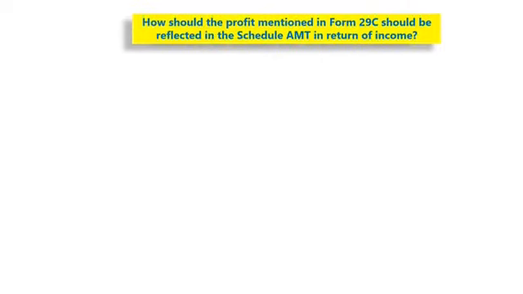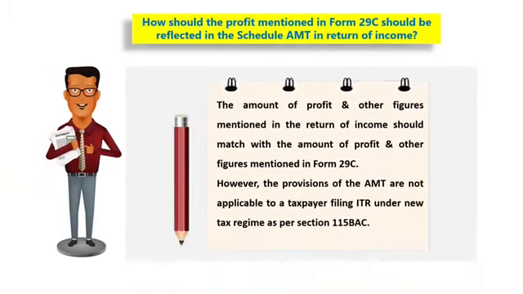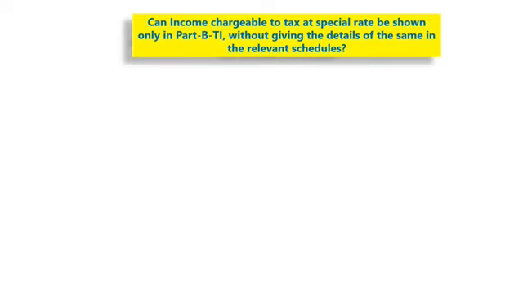A best practice for reporting profit in Form 29C is that it should be reflected in Schedule AMT in the return of income. The amount of profit and other figures mentioned in the return of income should match with the amount of profit and other figures mentioned in Form 29C. Also, please note that the provisions of AMT are not applicable for the taxpayers who are paying their taxes in the new tax regime.